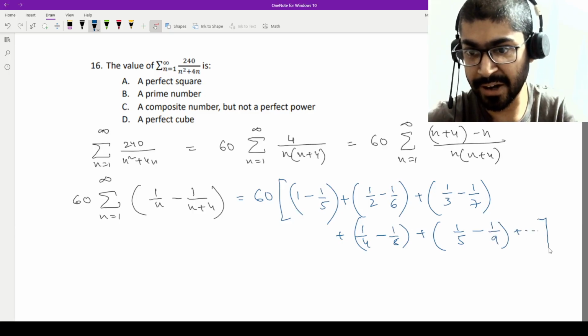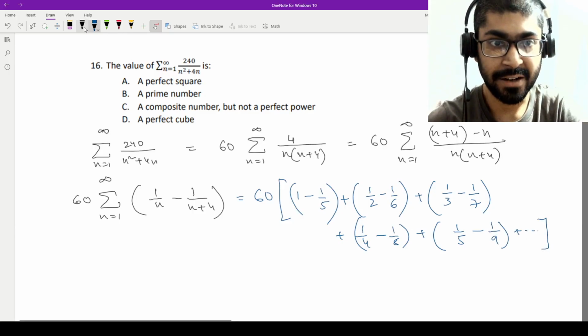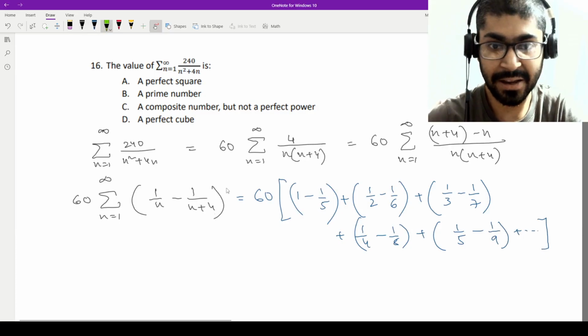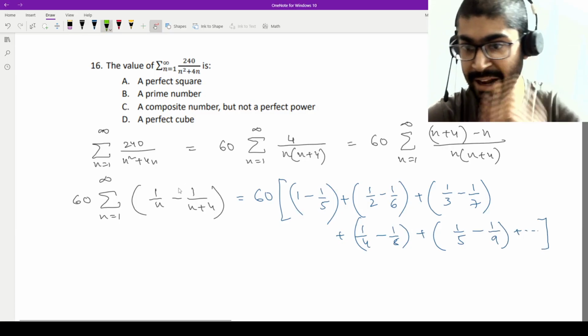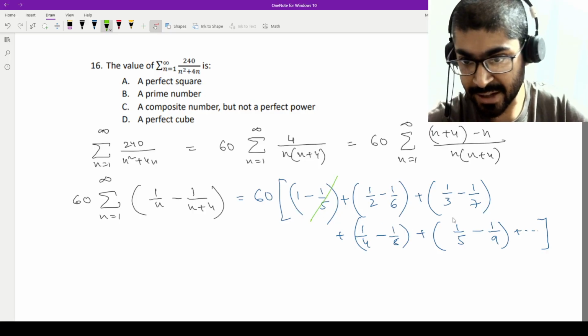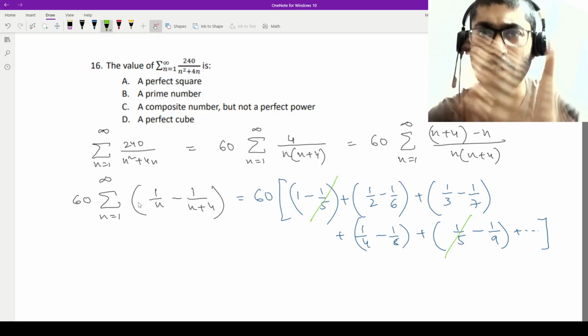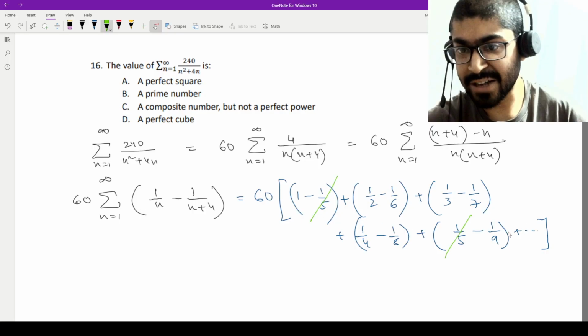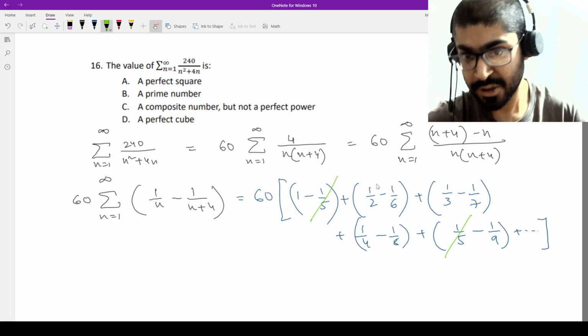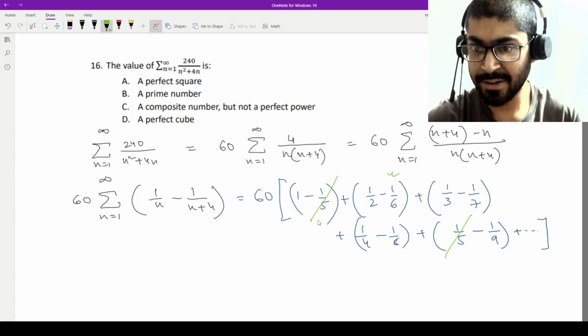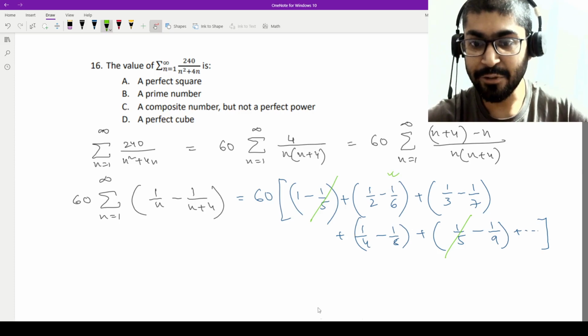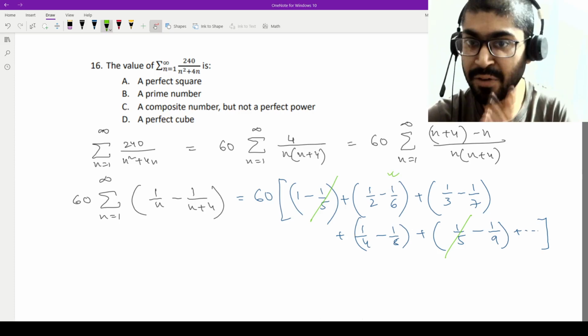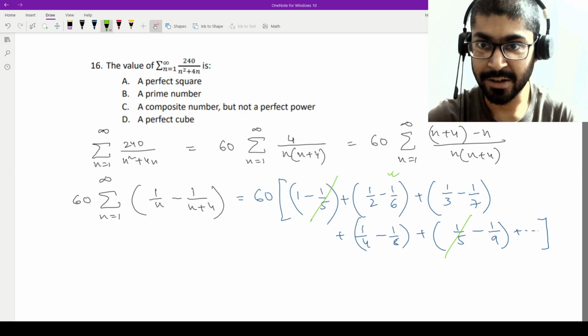This goes on till infinity, right? So what happens here? You can see that from n equal to 5, the terms start cancelling. If you put n equal to 6, the next term will be 1/6 minus 1/10. So this 1/6 will get cancelled. So ultimately, if you are going till infinity, apart from the first 4 terms, everything will get cancelled, right?